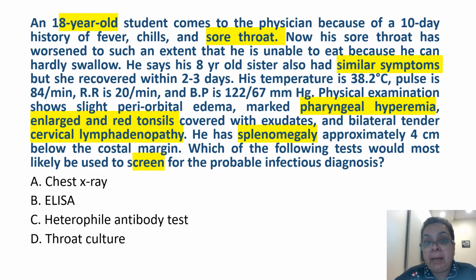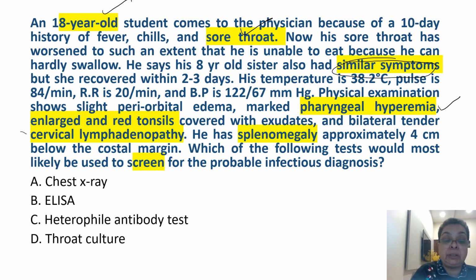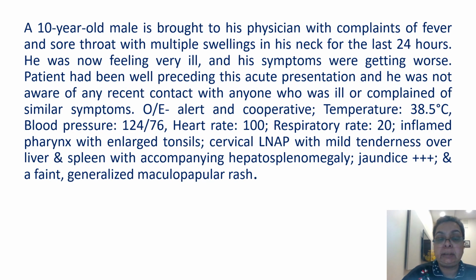Okay, so let's come back to the question. What were the important highlights? The age, the sore throat, sister having similar symptoms, but she recovered very soon. The patient has pharyngeal hyperemia with large tonsils, with cervical lymphadenopathy, with splenomegaly. This is so characteristic of infectious mononucleosis, a primary EBV infection. Now let us discuss a couple more questions on Epstein-Barr virus infections and its related diseases.